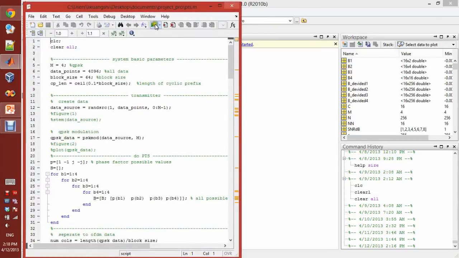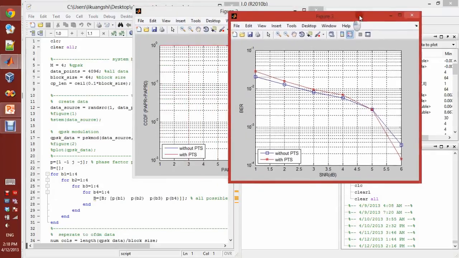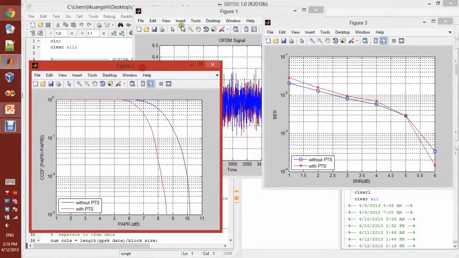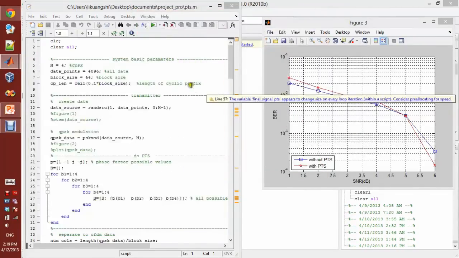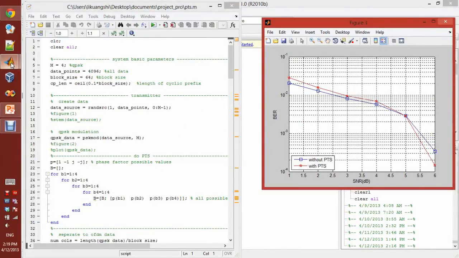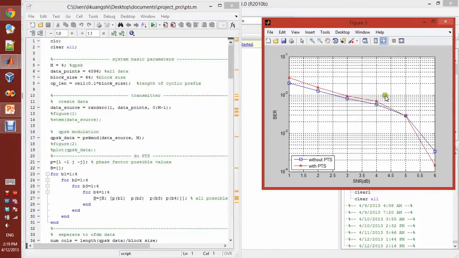This is PTS. This is the CCDF simulation. This is the array.